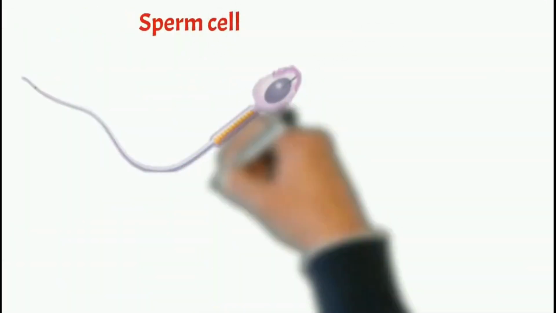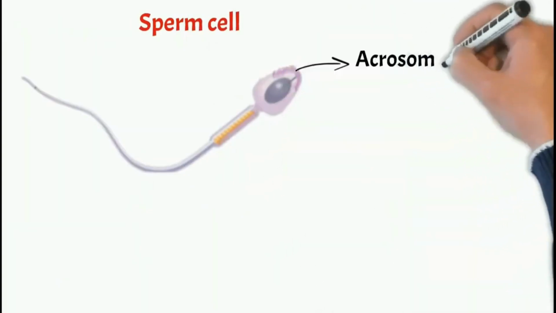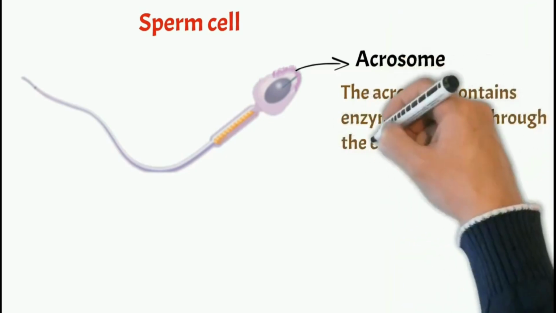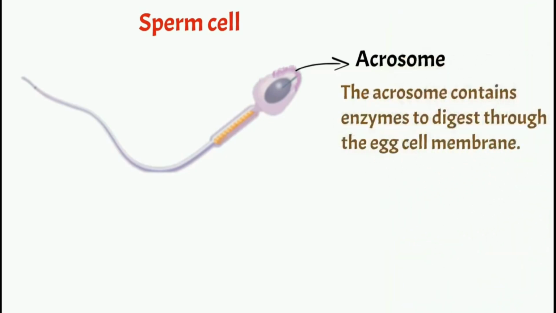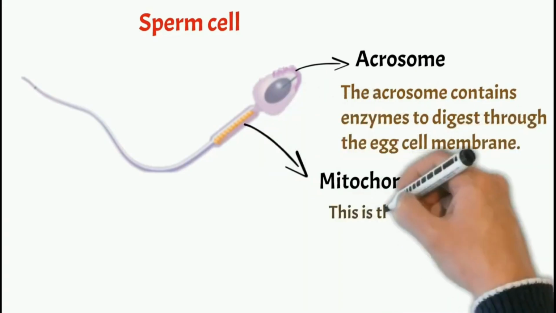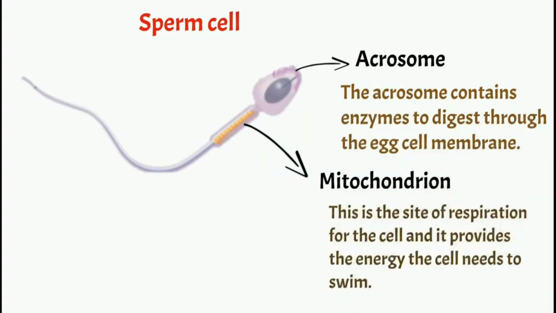Now let's move on to the sperm cell. The first feature a sperm cell has is the acrosome. The acrosome contains enzymes to digest through the egg cell membrane. Next, it has the mitochondrion. This is the site of respiration for the cell, and it provides the energy the cell needs to swim towards the egg cell.